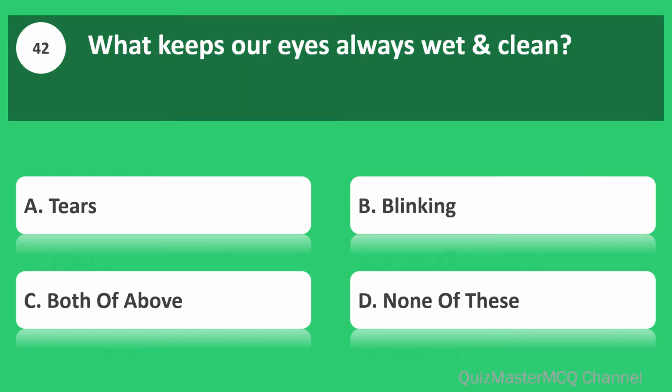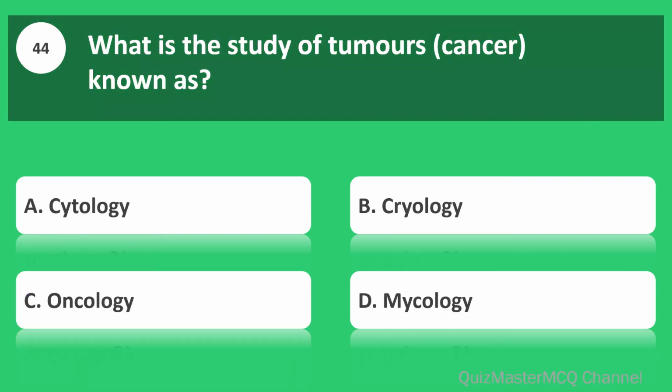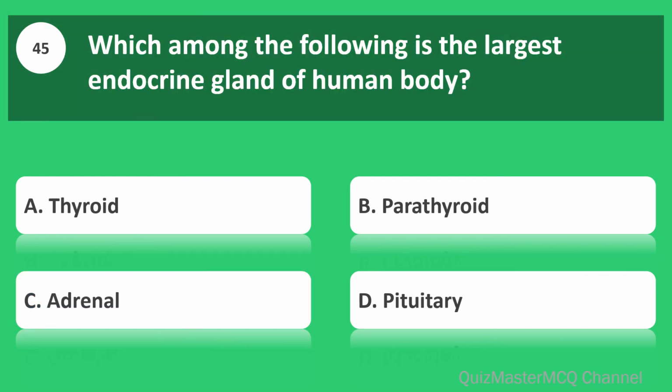What keeps our eyes always wet and clean? Both of above. In man, the normal number of chromosomes is 46. What is the study of tumors, cancer, known as? Oncology. Which among the following is the largest endocrine gland of human body? Thyroid.